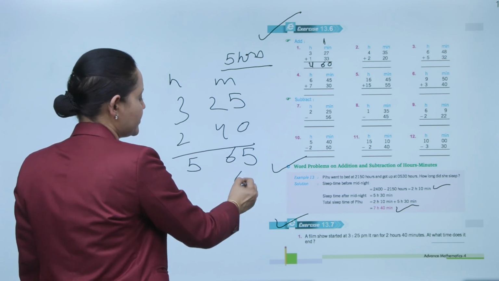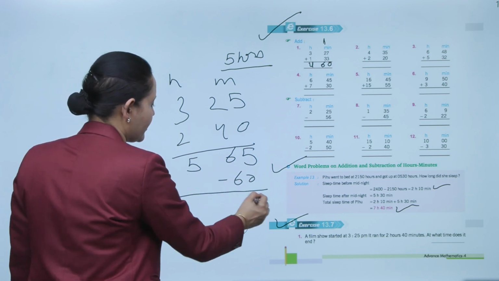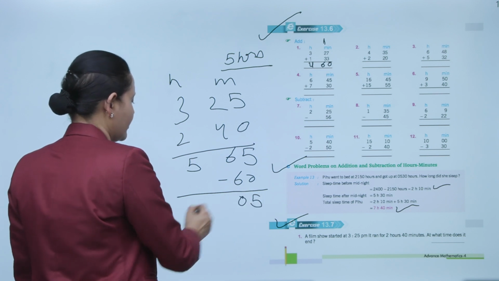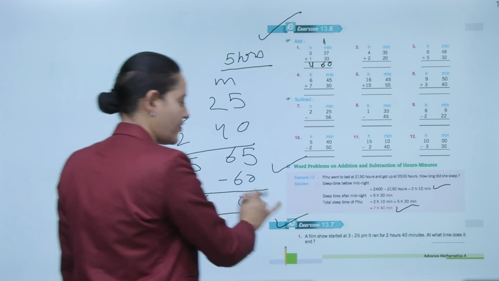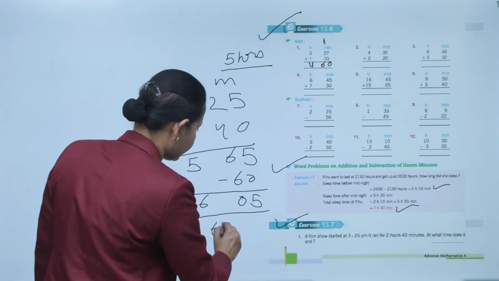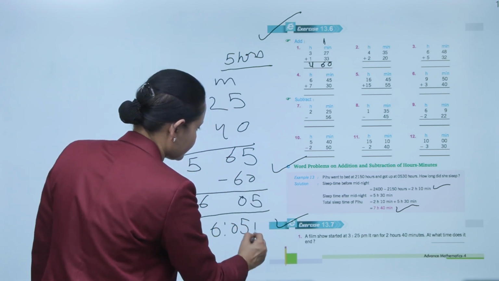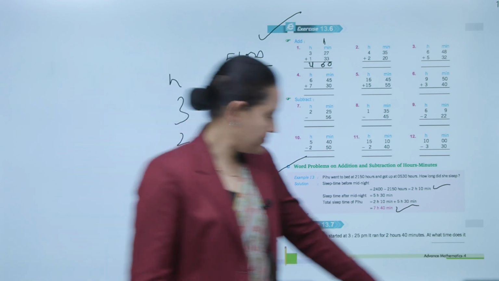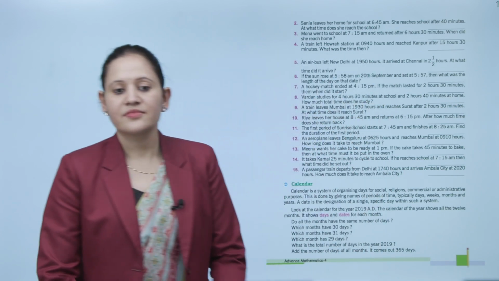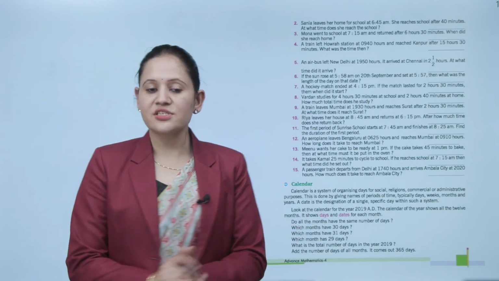Three plus two, five. Now, इसमें से 60 subtract कर देंगे and six. It ends at 6:05 PM. That is our answer. So you have to practice all the questions of this exercise.